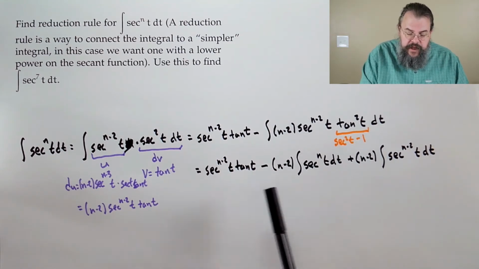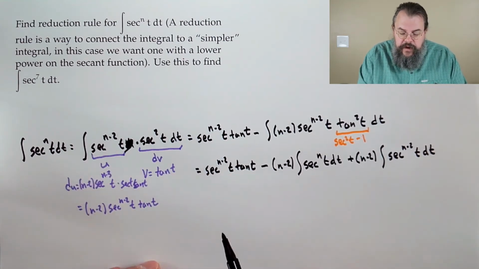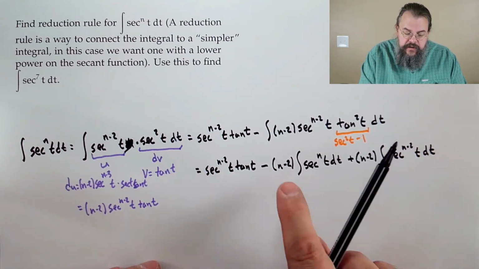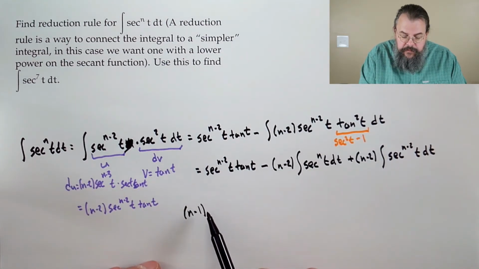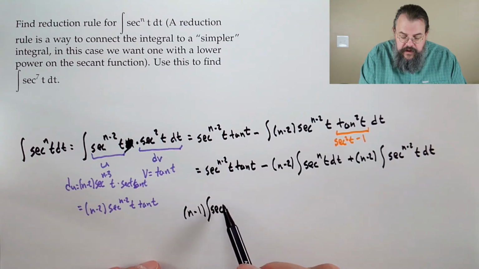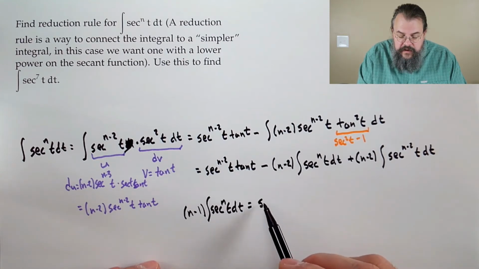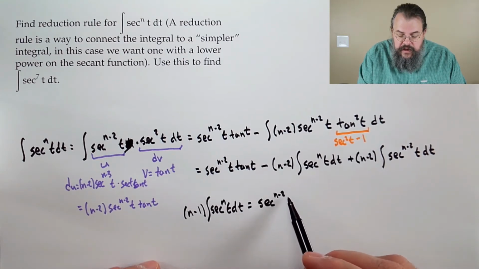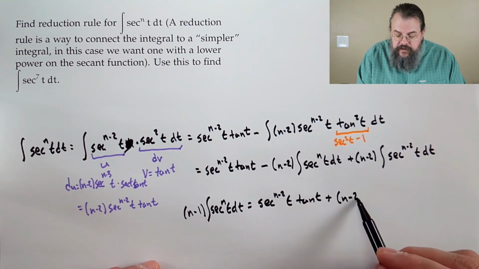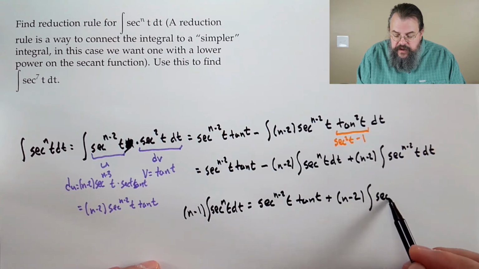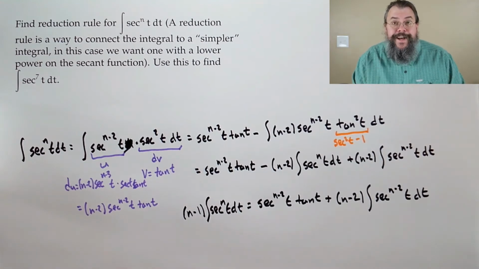So if we put them together, so we add n minus 2 across, and we say, okay, if we add n minus 2 of them plus 1 of them, we're really going to have n minus 1 times the integral of secant to the n t dt is equal to, and then here it's secant to the n minus 2 t tangent t plus n minus 2 times the integral of secant to the n minus 2 t dt. That's what we're going to have.